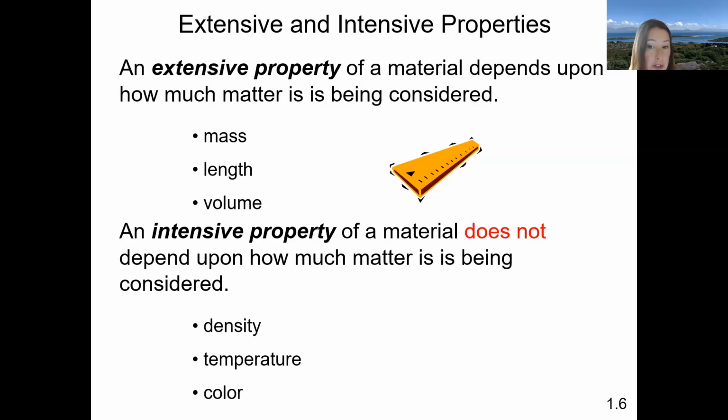If you have a piece of Hershey's chocolate or a bar, it's the same color. If you taste a piece of Hershey's chocolate or one piece versus the bar, it's the same taste, right? The density of it's the same. So intensive properties are the same no matter if you have a little bit or a lot. Extensive properties vary on how much you have, right?